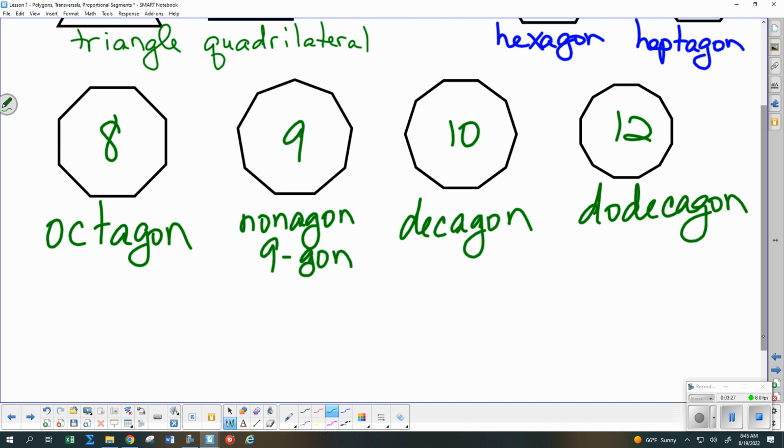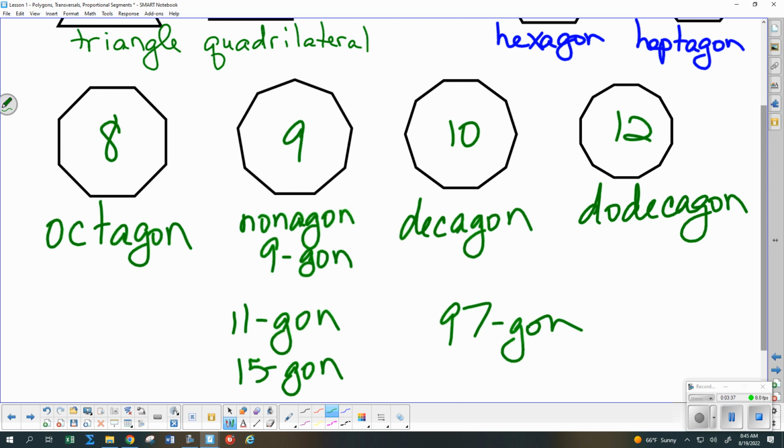For all of the others, we are going to say 11-gon, 15-gon, I don't know, 97-gon, and not try to come up with names for them. Most of the time on the ones that aren't real familiar, the book will do both, the actual name and the number of sides. So everybody got those down?